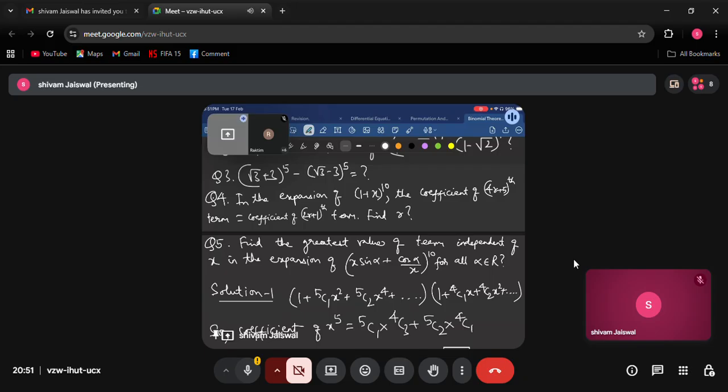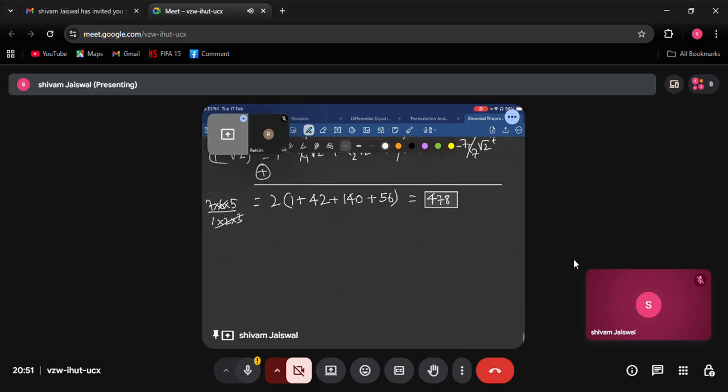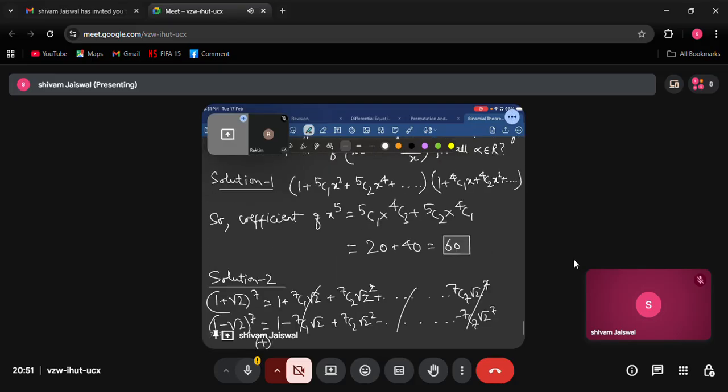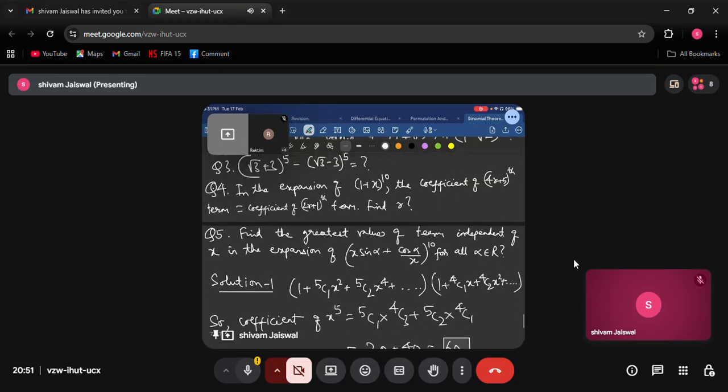Okay, I'm solving this one. We have to find out (root 3 plus 3) whole to the power 5 minus (root 3 minus 3) whole to the power 5. So let us start. What I'm going to do is take root 3 to the power 5 common. Pay attention. This is number 3.